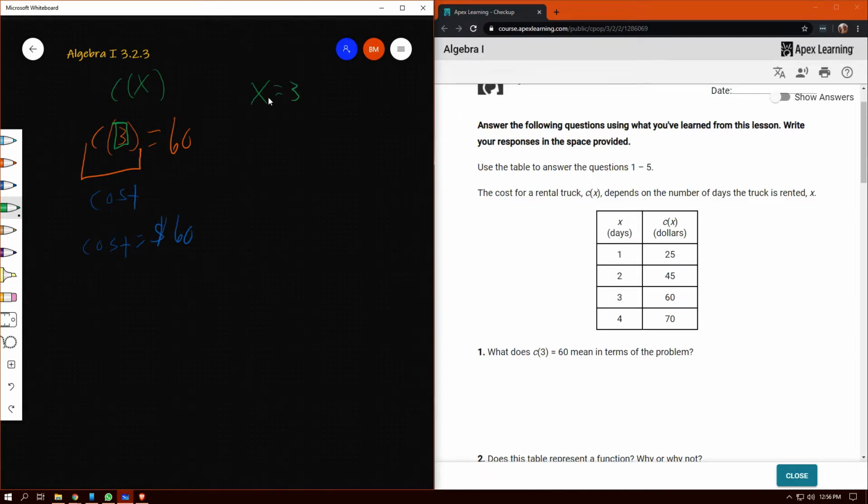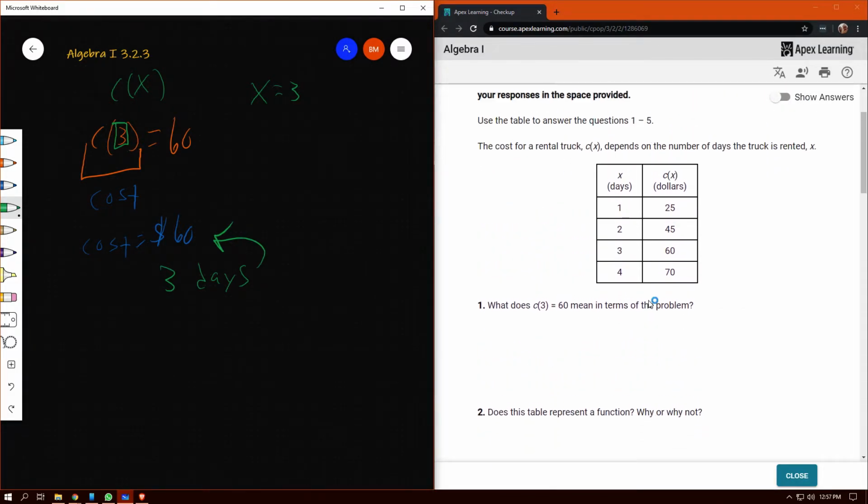Well, what does X equals 3 mean? That means for 3 days. So if you rent a truck for 3 days, it will cost you $60. That's what it means in terms of the problem. If you rent a truck for 3 days, it will cost you $60. Because the C of 3, which is the cost, told us right away that the cost was $60, the 3 took the place of the X, and the X represents days.